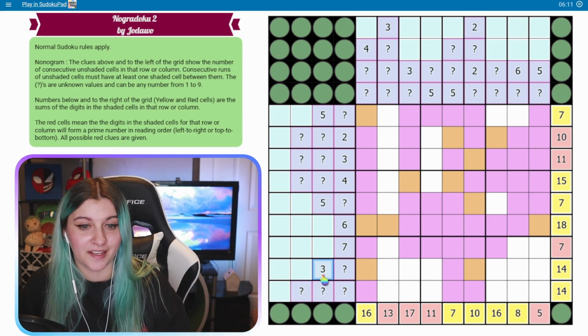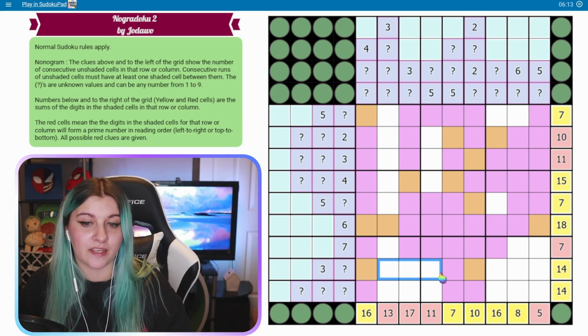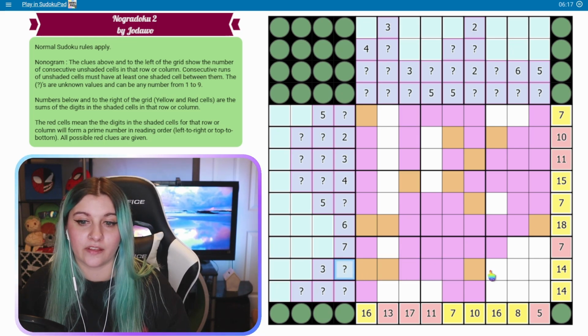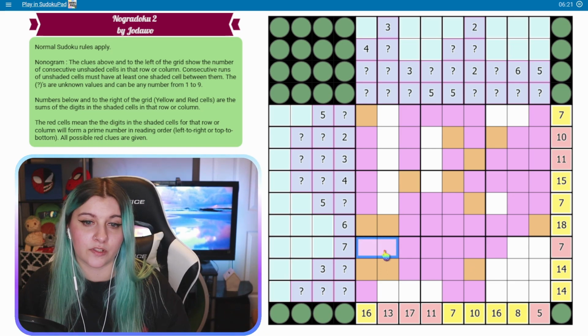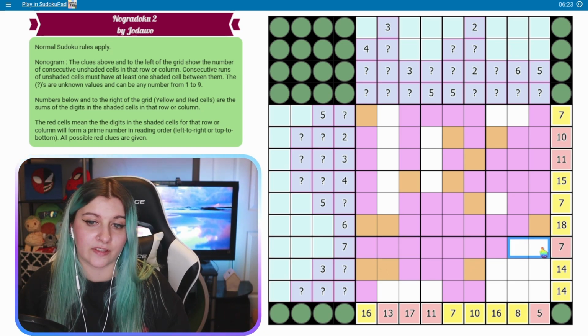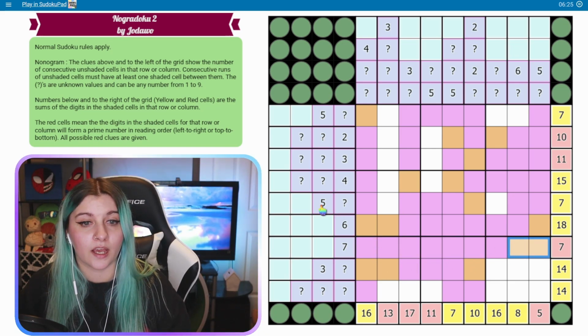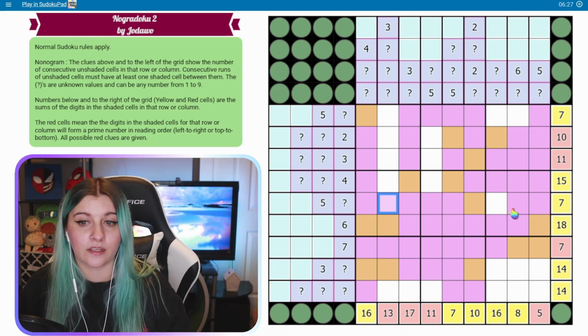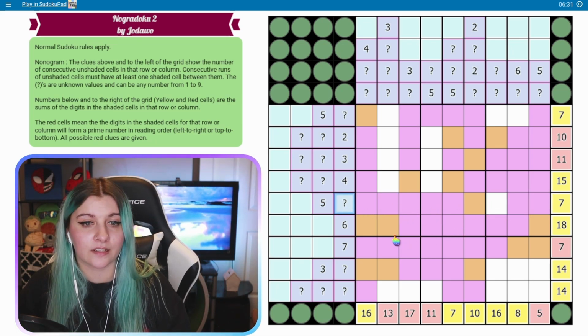Wow. This is 3. I can't put 3 pink here because it would become 4. So let's make this all pink. This will be orange. And then I have a question mark after. This is 7, so this will be pink. 1, 2, 3, 4, 5, 6, 7. This will be orange. 5, this will be pink. This could still be pink because I don't know about that yet.